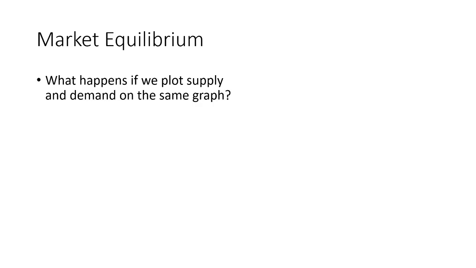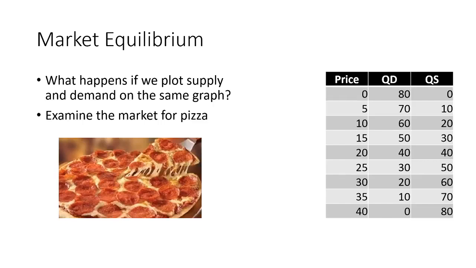Now I've looked at supply and demand both separately. Let's put them together and take a look at market equilibriums. So what happens when we plot supply and demand on the same graph? Let's take a look examining the market for pizza. So over here, we've combined our supply and demand schedule. We've got price, quantity demanded, and quantity supplied all in one table.